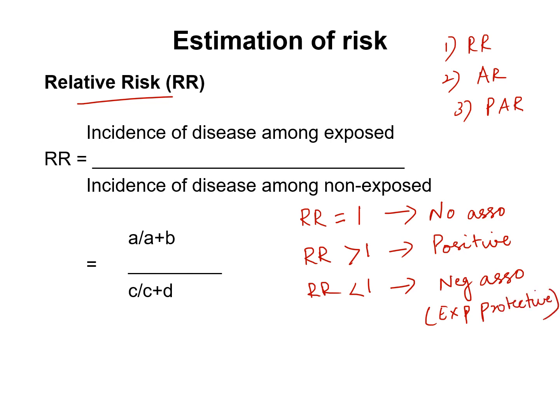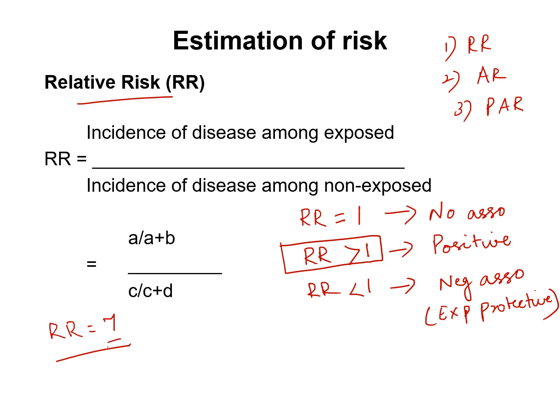Now, how will you interpret the value of a relative risk? Say, for example, in a study between smoking and lung cancer, you got a relative risk value equal to 7. The value is 7, which is more than 1. It means there is a positive association between the risk factor and the disease, that is, between smoking and lung cancer.